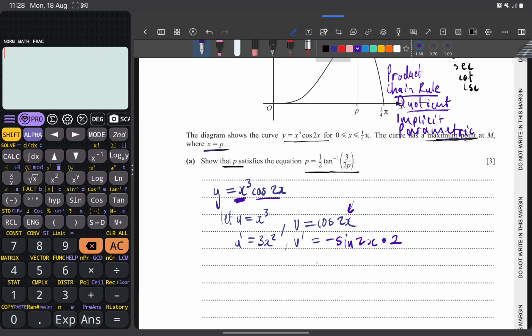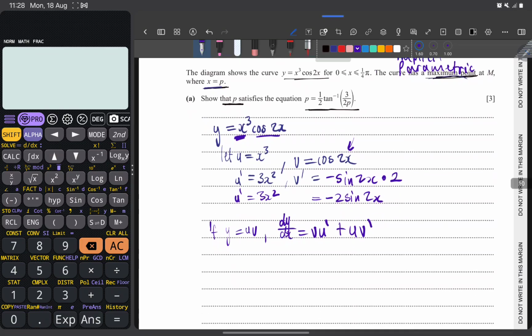So this would just be negative 2 sine 2x. Okay, and what was our u prime? 3x squared. So now we are going to say product rule. What does it say? It says if y is equal to uv, then dy dx will be: you bring the second one v, multiply by the derivative of the first, u prime, plus bring the first one u, multiply by the derivative of the second, v prime.